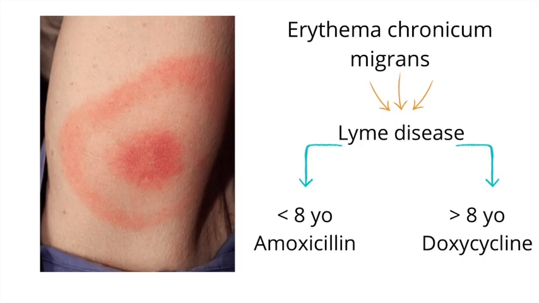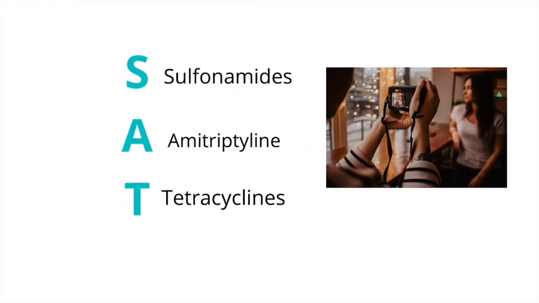However, there is another extremely high yield fact about tetracyclines. So let's say we have a patient, she has Lyme disease, she was given doxycycline for her treatment, she's fine. One day she goes for a walk or a run, and then she is very, very sunburnt. Why is that? Well, it's because tetracyclines can cause photosensitivity. We can remember the drugs that can cause photosensitivity with the mnemonic SAT for a photo. SAT stands for sulfonamides, amitriptyline, and tetracyclines.